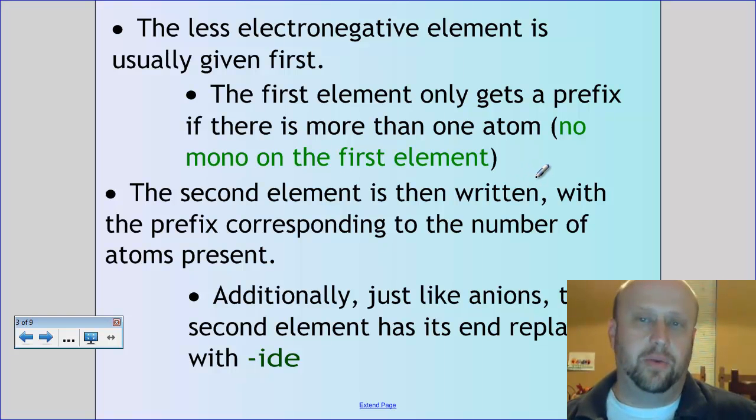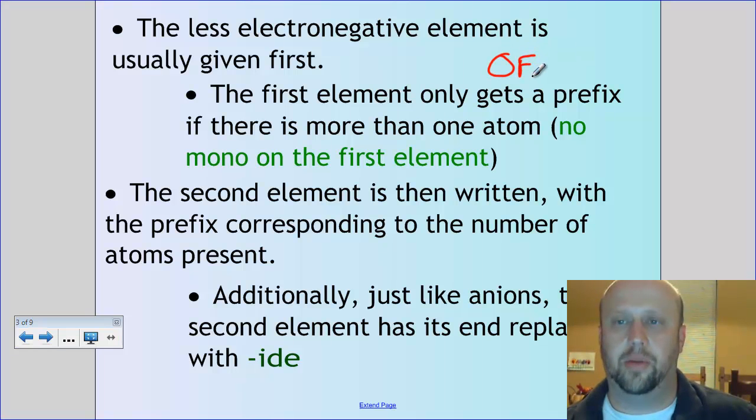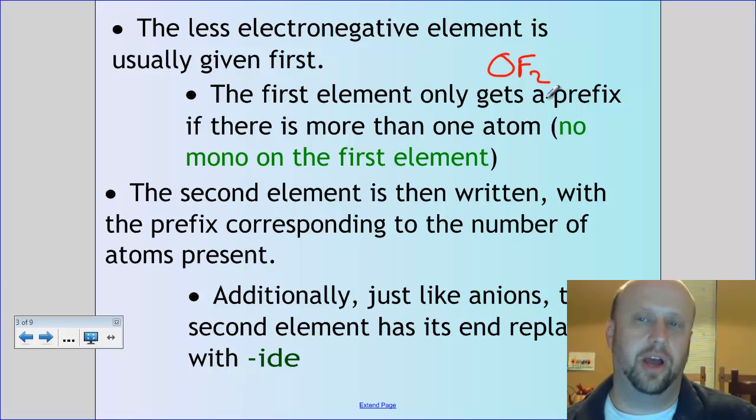So the way that it works is that the less electronegative element is given first. So for instance, this is an example of a molecular compound. We've drawn the structure a couple times, OF2. Fluorine is the most electronegative, so it goes at the end. The least electronegative, or the less electronegative element, has to go first. So in this case, that's oxygen. So that has to be the thing that goes first.